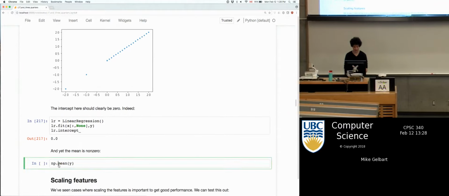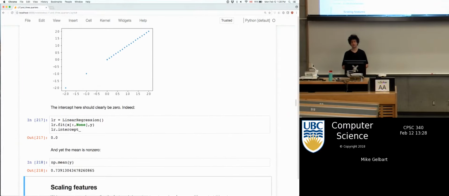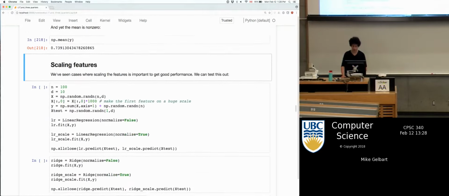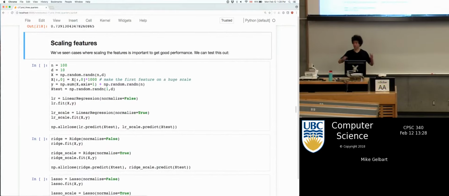And yet, the mean of the y values is not 0, because I put more points for positive y than for negative y. So all I'm trying to say here is, yes, there is a point in having an intercept. It's not just going to always equal the average value. Okay, so that is shifting the target values.